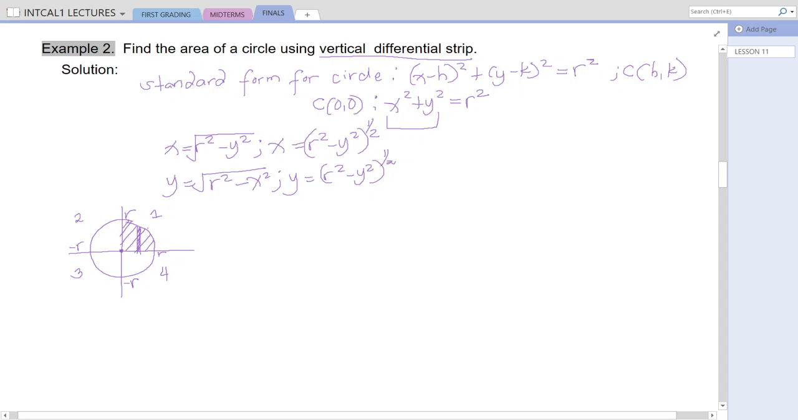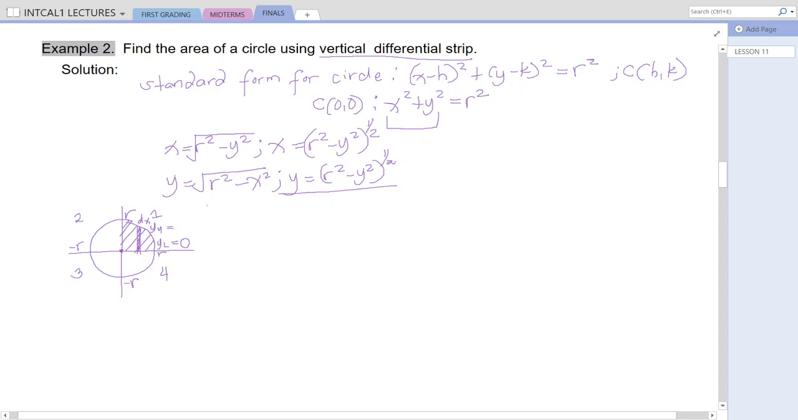Okay, so having the vertical strip there, the thickness for this one is dx. Since that is in dx, the limits for this one are from x sub 1 to x sub 2. And then for the height, that is y upper minus y lower. For the y upper, it touches the vertical strip, so that is equal to the equation of the circle, which is in terms of y.